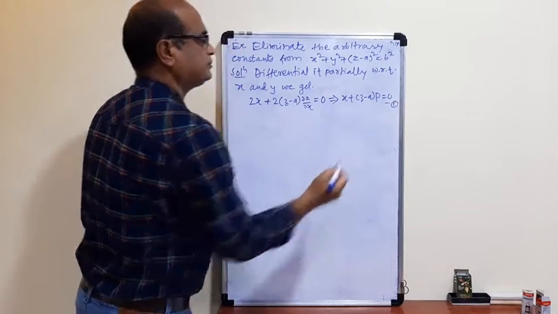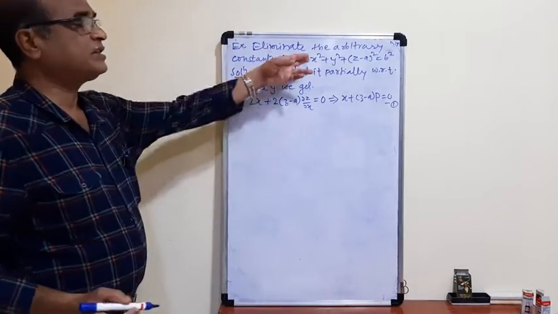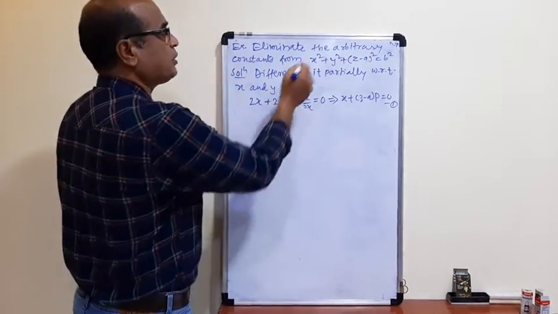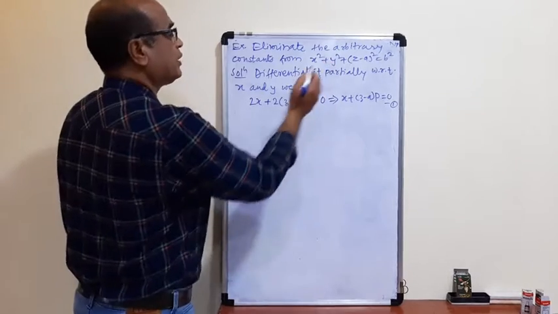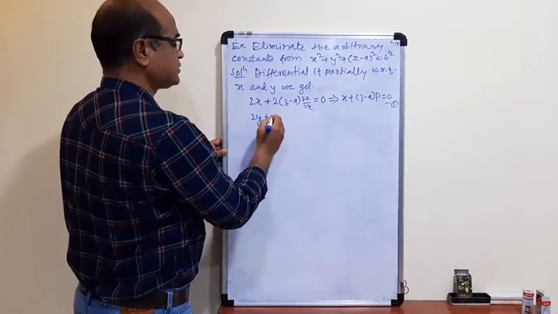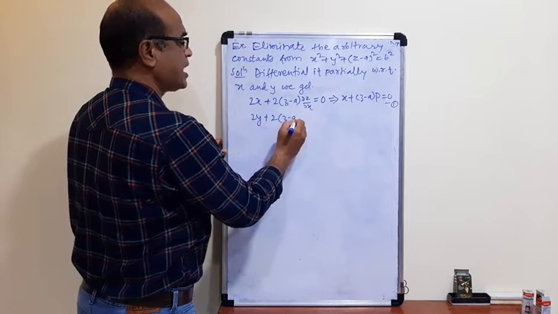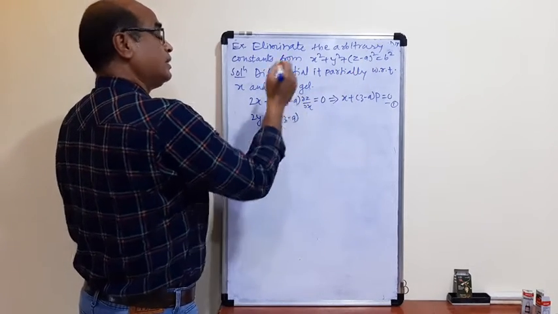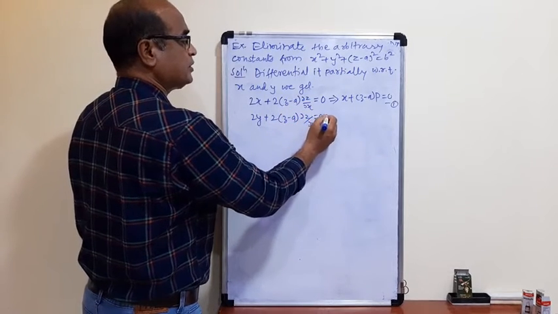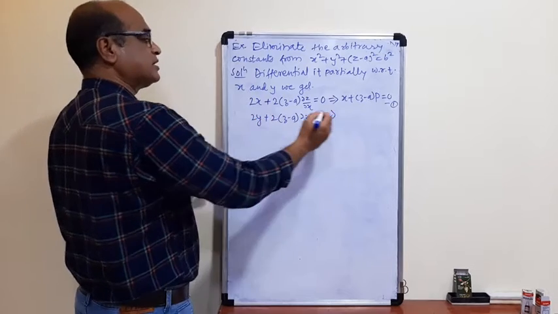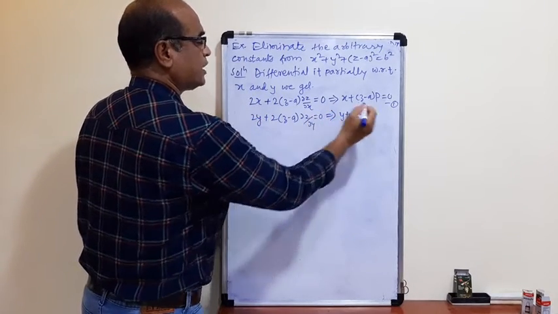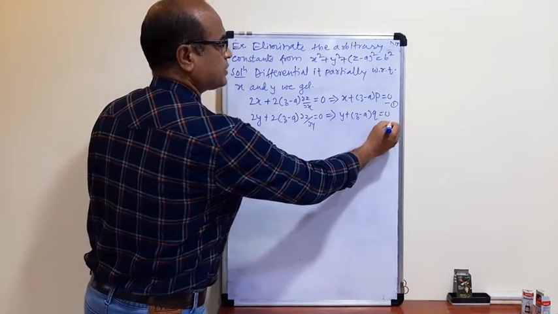So this is equation number 1 here. Again we differentiate partially with respect to y, keeping x constant. So the derivative of x square is 0. The derivative of y square is 2y, plus the derivative of this is 2 into (z minus a) into dou z by dou y is equal to 0. The 2 gets cancelled, so that is y plus (z minus a) into dou z by dou y, which is q, is equal to 0. So that is equation number 2 here.